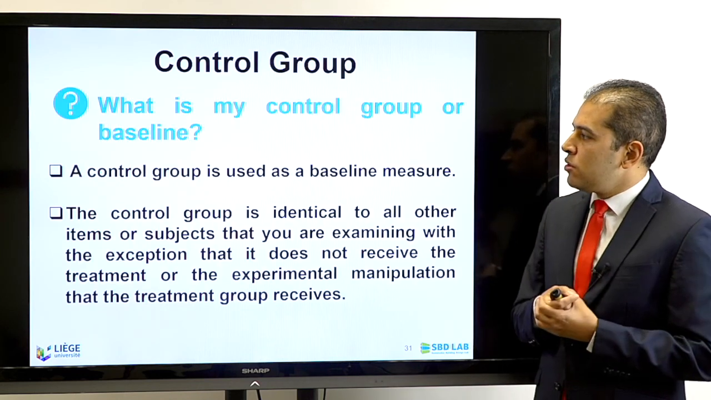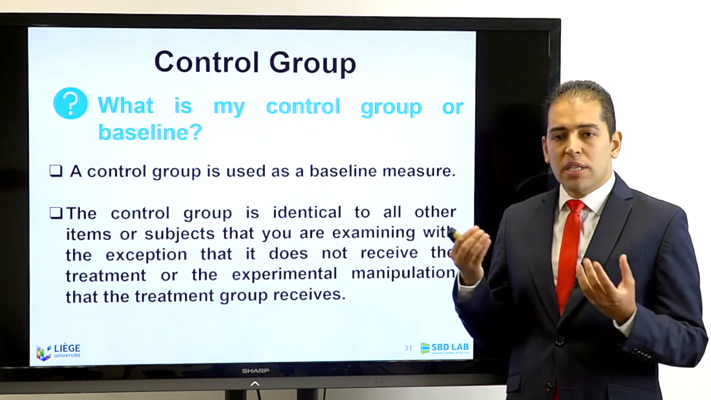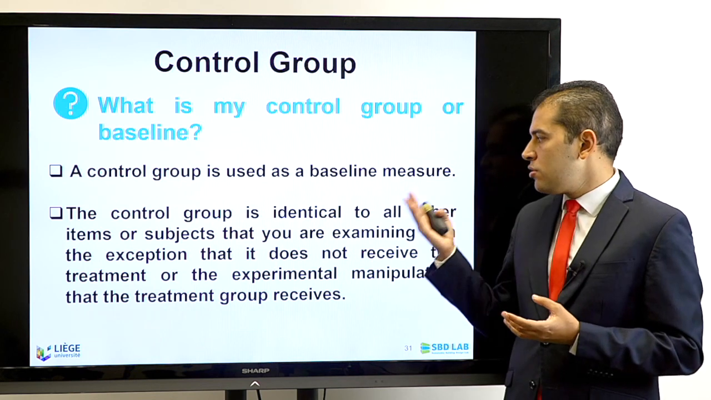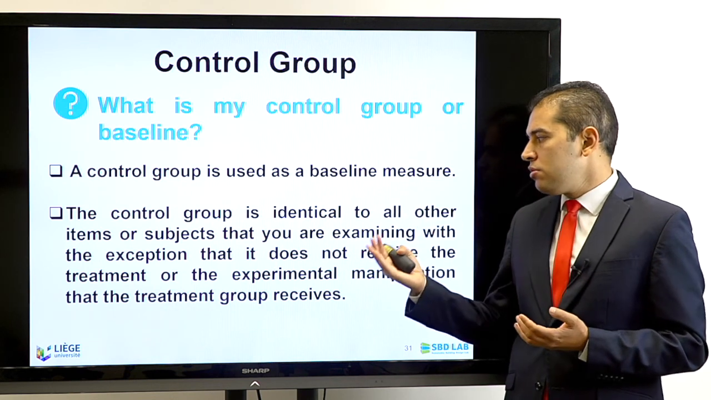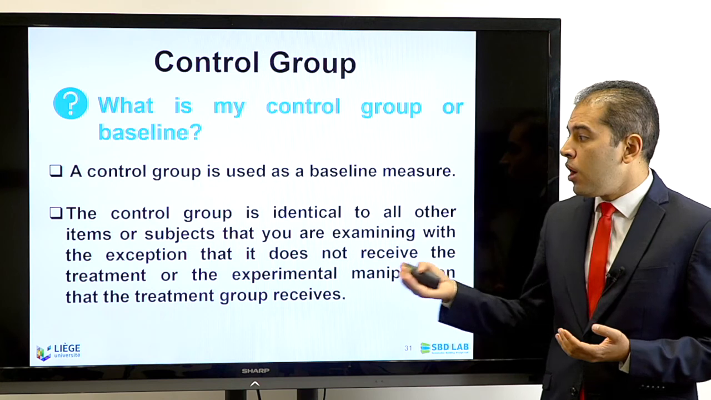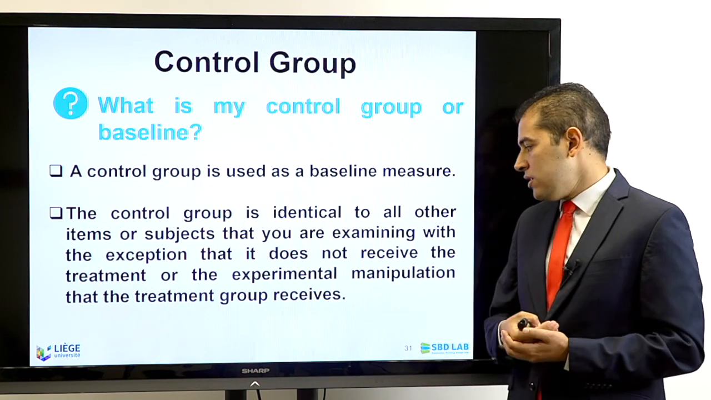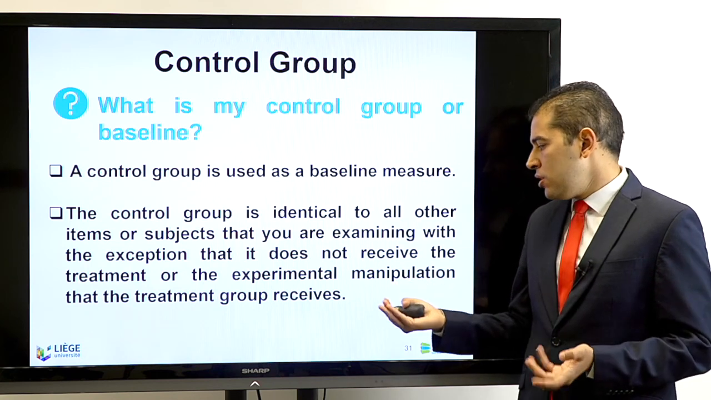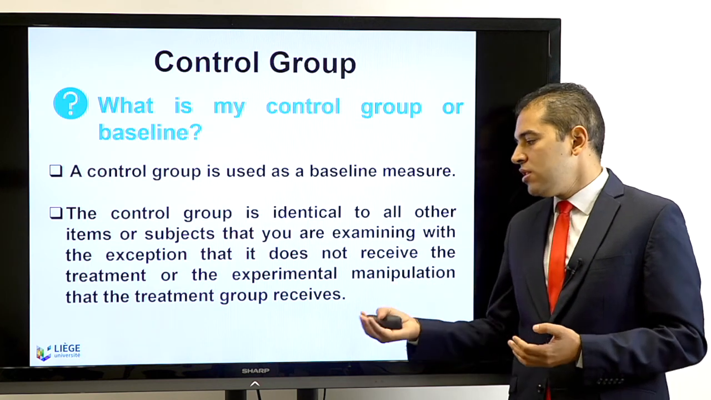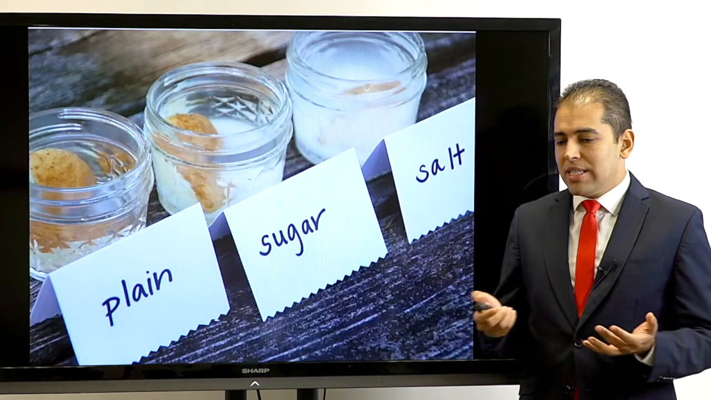Well, what is my control group, or what is my baseline? In experimental research, a control group is used as a baseline measure, and the control group is identical to all other items or subjects that you are examining, with the exception that it does not receive the treatment or the experimental manipulation that the treatment group receives. So let's have an example.